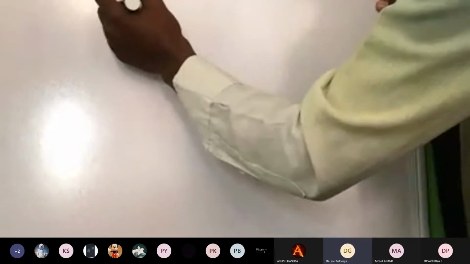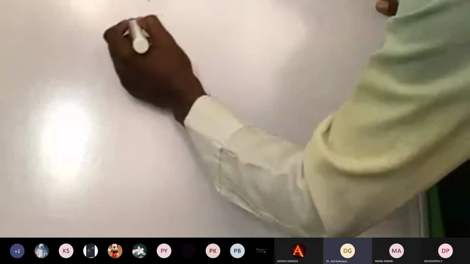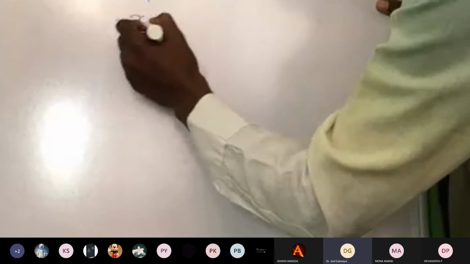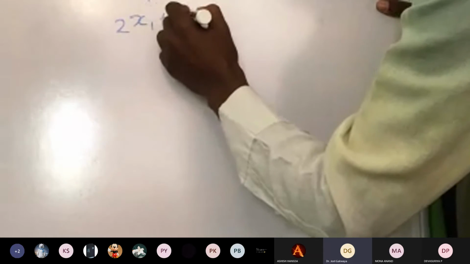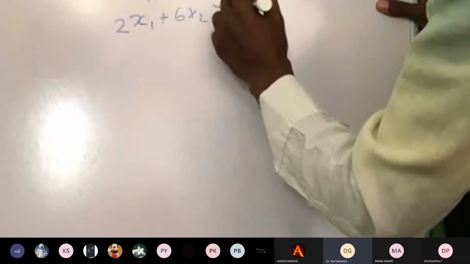And here let me put 3x1 plus 3x2, and here we have x1 plus x2 is lesser than or equal to 4. And here we have minus x1 plus x2 is lesser or equal to minus 7. And here we have 2x1 plus 6x2, which is greater than or equal to 12.